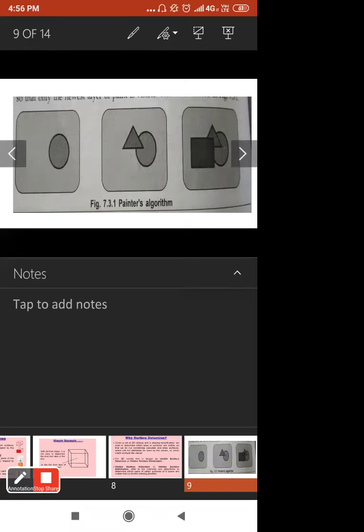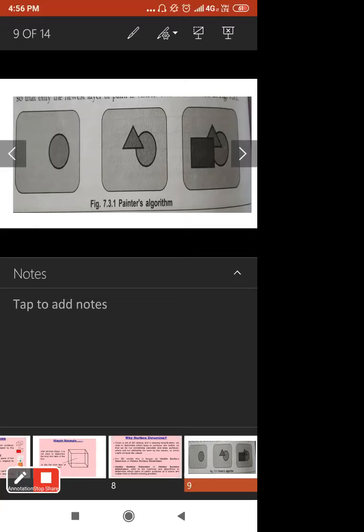In this case you can see that most of the surface of the square is visible to the viewer's eyes, and only some portion of the triangle, and some portion of the circle. Full portions of the triangle and circle are not visible to the viewer's eyes. So these are the back faces which we are going to omit.